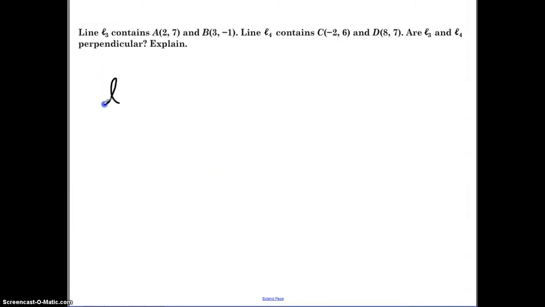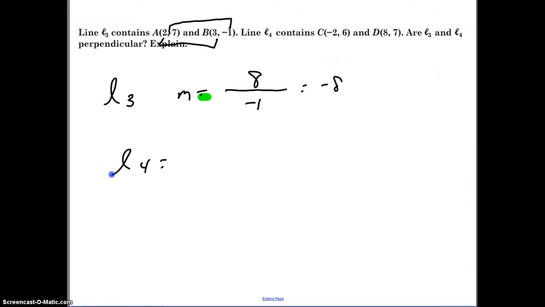So let's do our slope for line 3. And again, I'm not going to use a slope formula. I'm just going to think, how far did I rise? How far did I run? So if I have the point -1 to 7, -1 to 7 means I had to rise 8. And then my run, 3 to 2. If I'm running from 3 to 2, that's -1. So I know my slope here is going to be -8.